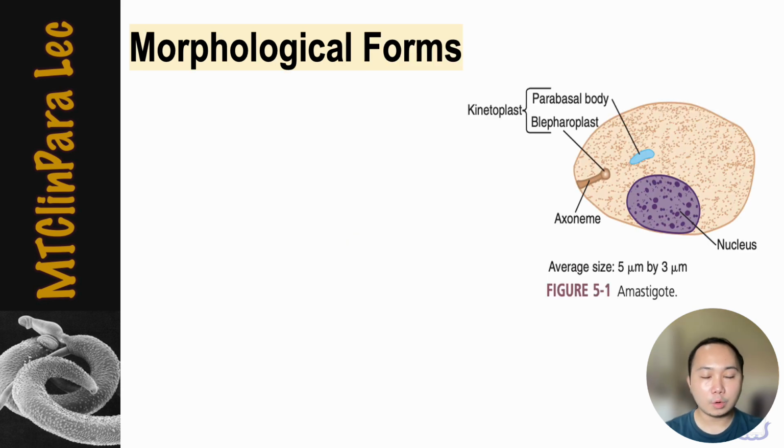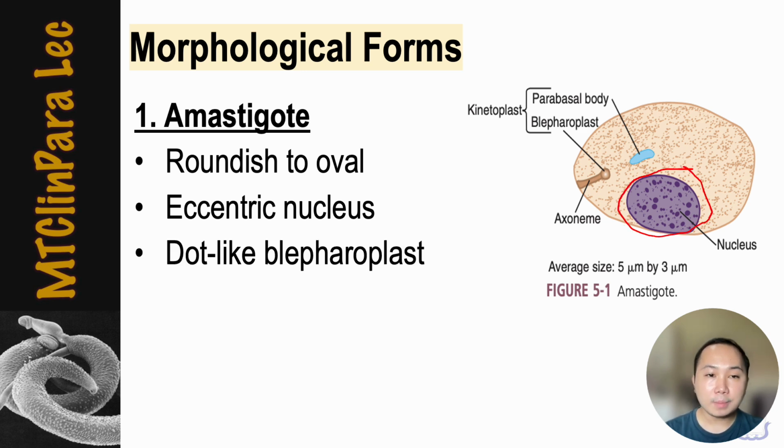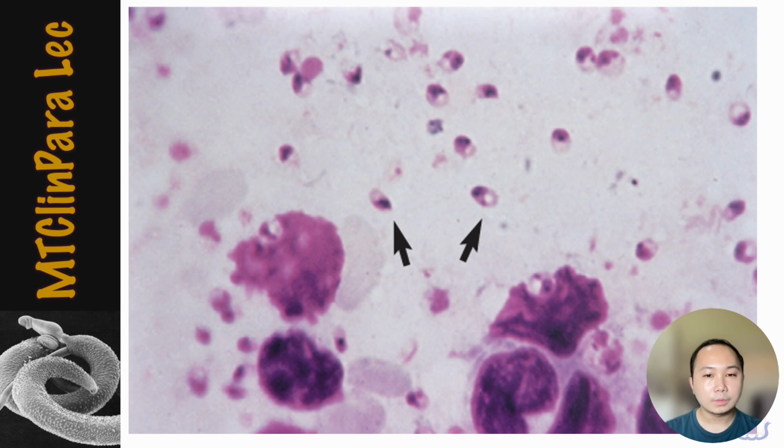The first morphological form is the amastigote. The amastigote is roundish to oval with an eccentric nucleus, so somewhere in the border, a dot-like blepharoplast, a small parabasal body, and an axoneme. This is the morphological form that does not have a flagellum. Usually these forms may be seen in tissue cells or in the bloodstream as well. Here is a sample picture of our amastigote, very distinctive for not having a flagellum in its morphological form.